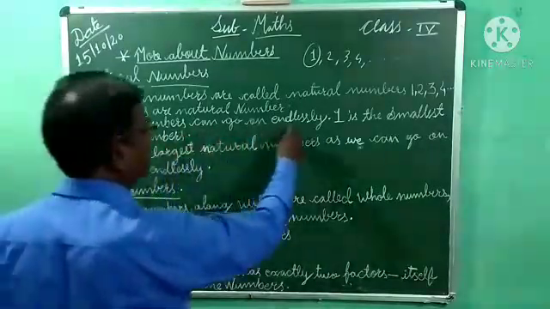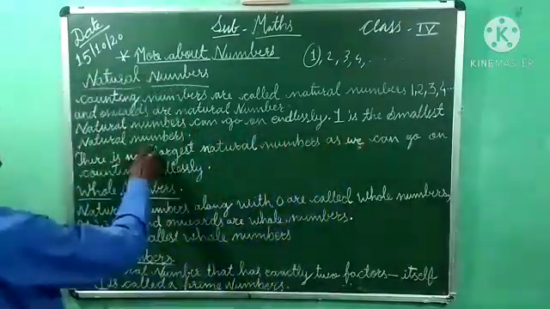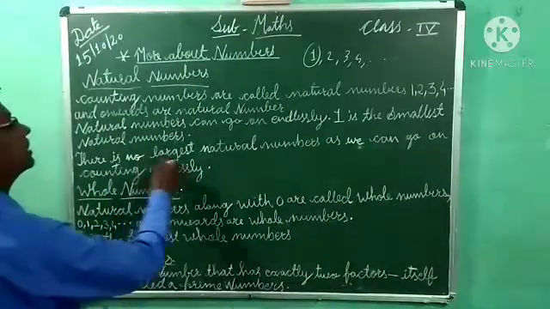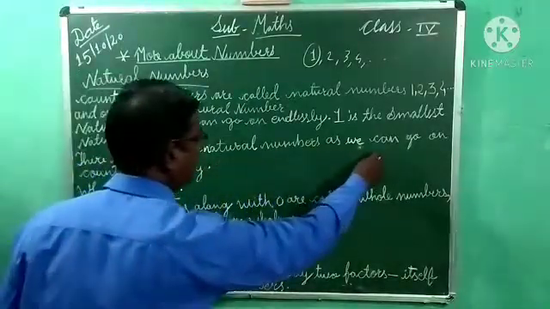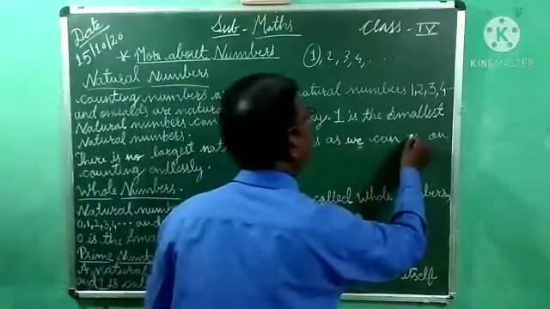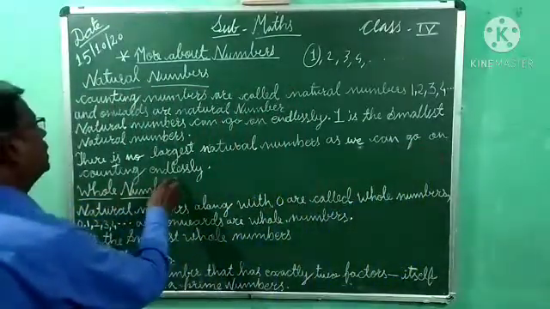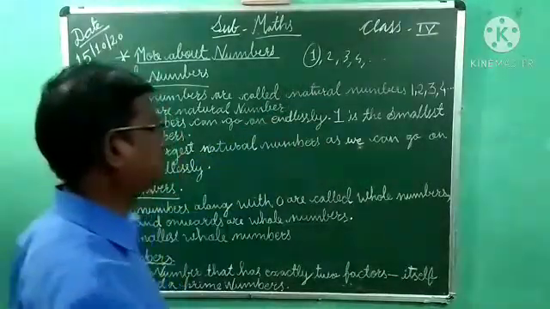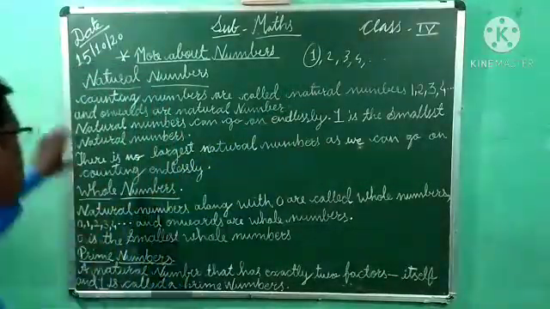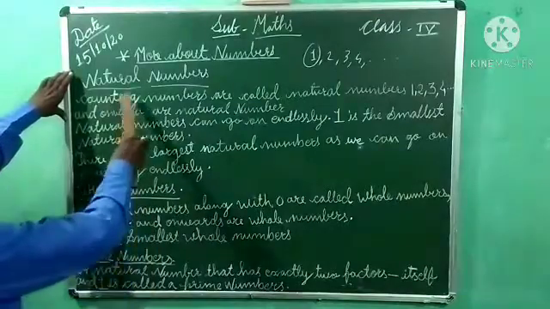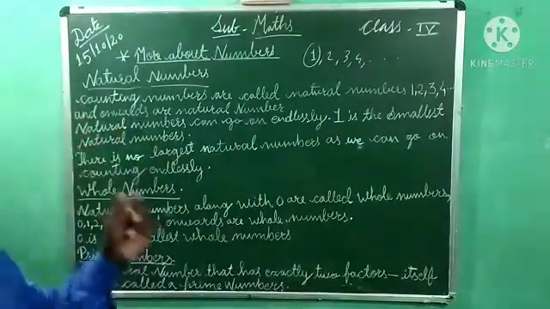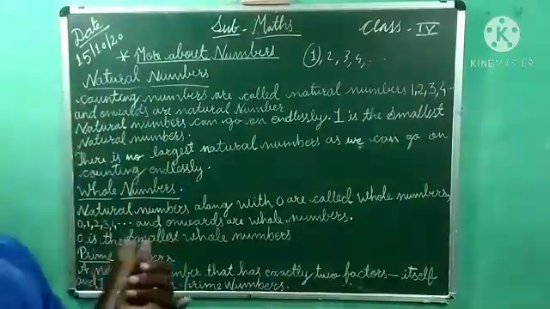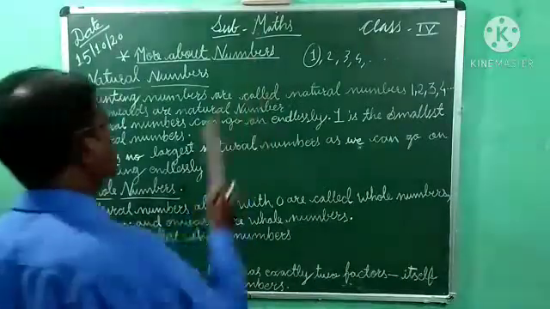Natural numbers can go on endlessly. 1 is the smallest natural number. There is no largest natural number, as we can go on counting endlessly. It is not possible to say the largest natural number. So just keep the definition in mind. What do you mean by natural number? Counting numbers are called natural numbers, and 1 is the smallest natural number.